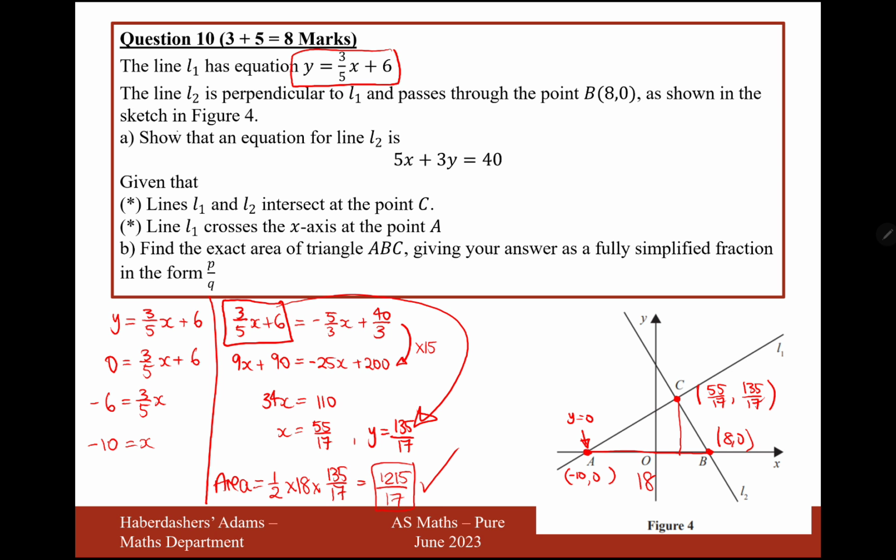So there we are, that's the answer for question 10, and that's 8 marks in total. Let's now move on to question 11.